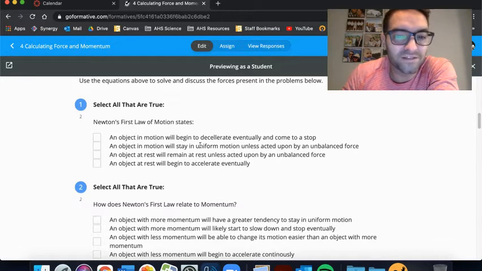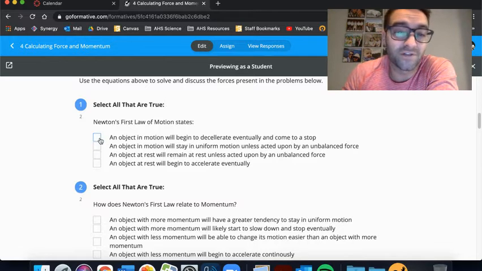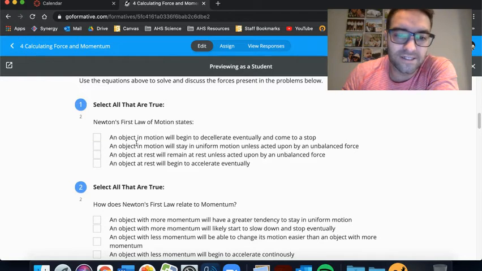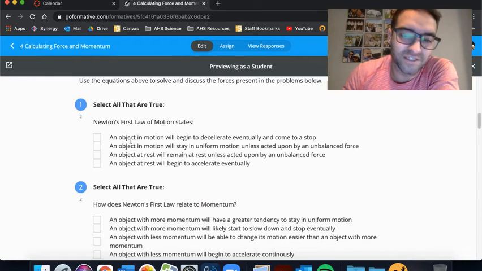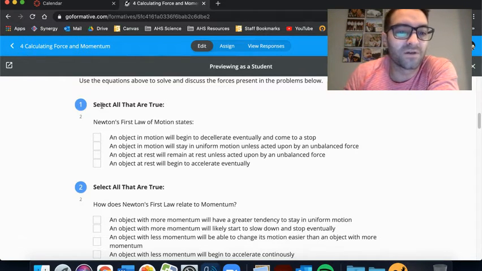So I'm hoping some of these are starting to sound familiar. But I'll give you a hint. Newton's first law of motion: one, you can look up the answer if you really want. Two, you can find it in previous activities or your textbook, or it is discussing an object in motion and an object at rest and what they tend to do. So you want to select all that are true. Okay, so more than one of these is going to be true.